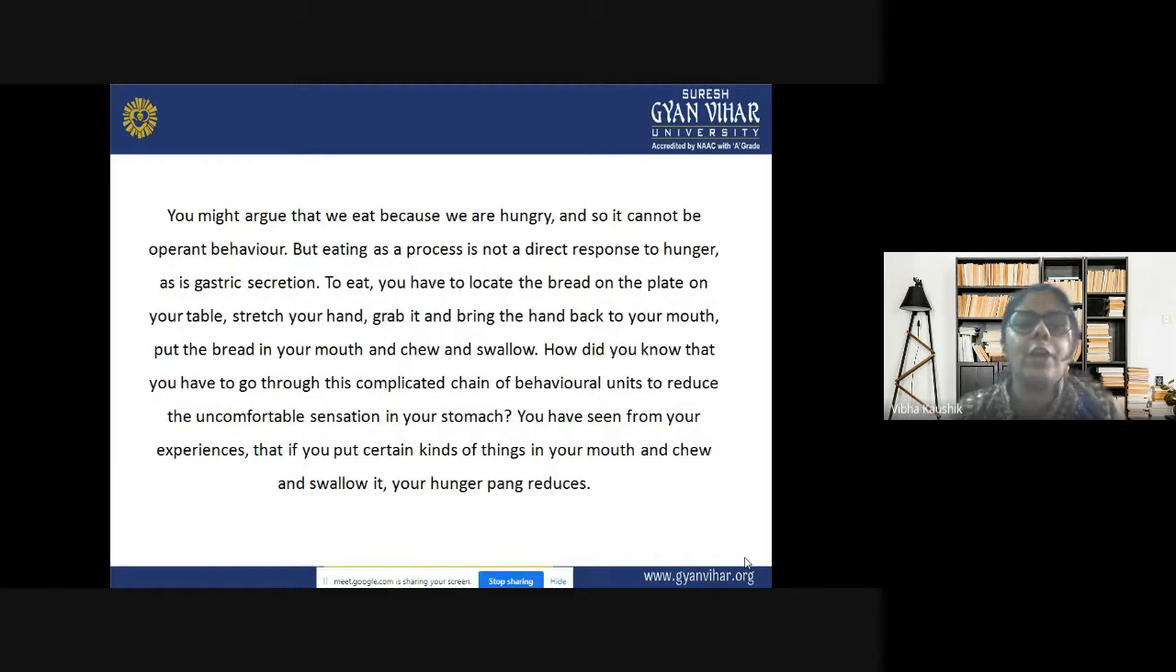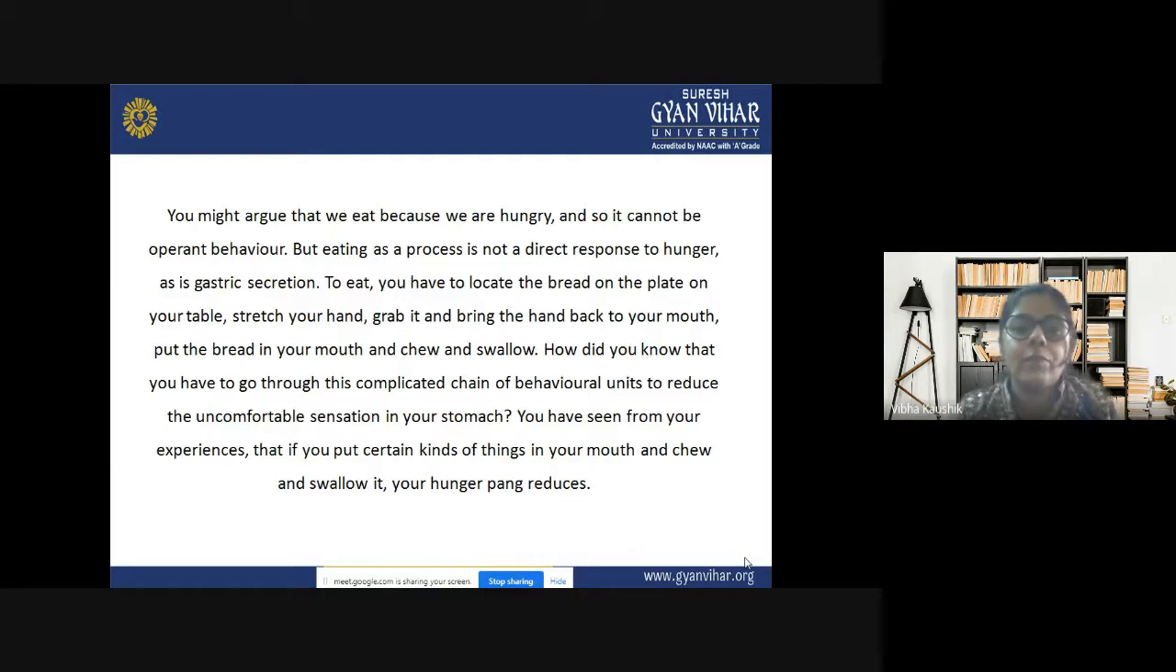You might argue that we eat because we are hungry. The reason for eating is that we are hungry, so it cannot be operant behavior. But eating as a process is not a direct response to hunger. It's not a direct response to hunger, as gastric secretion is.